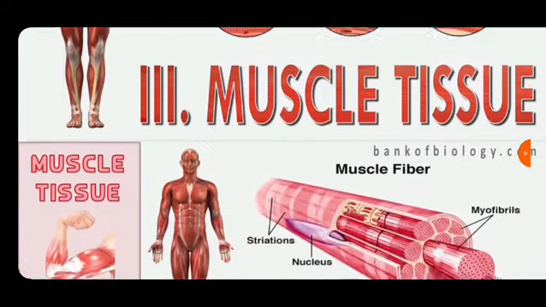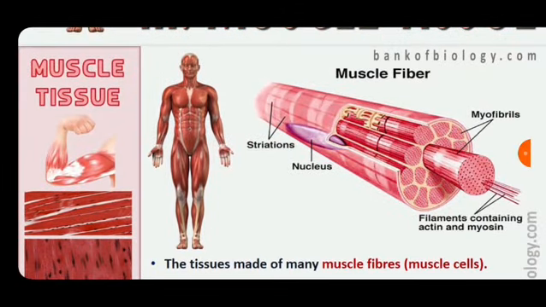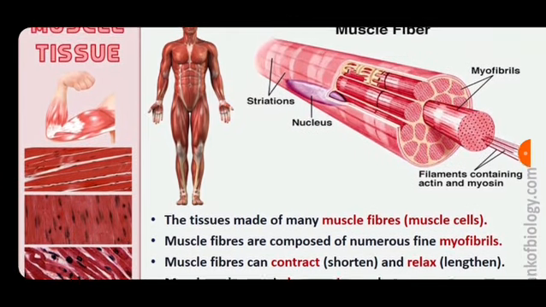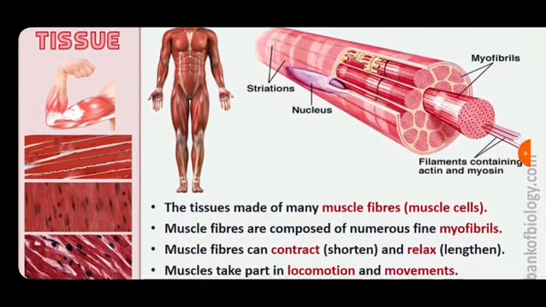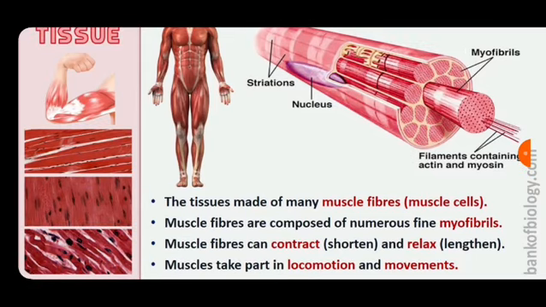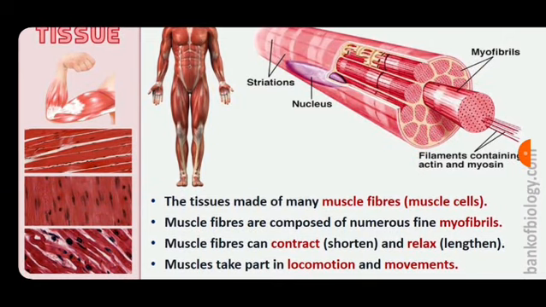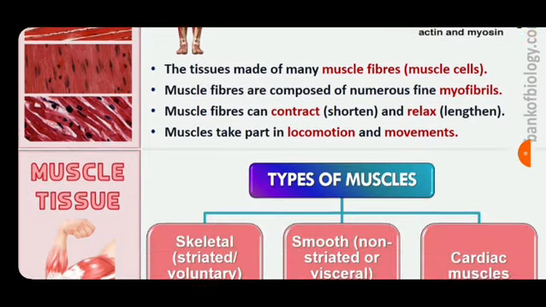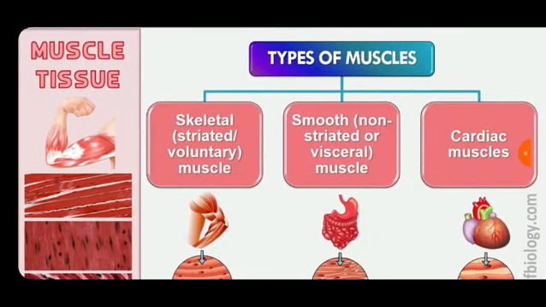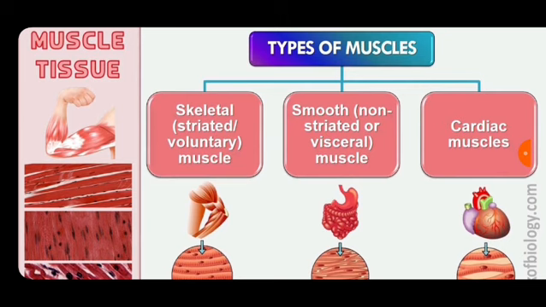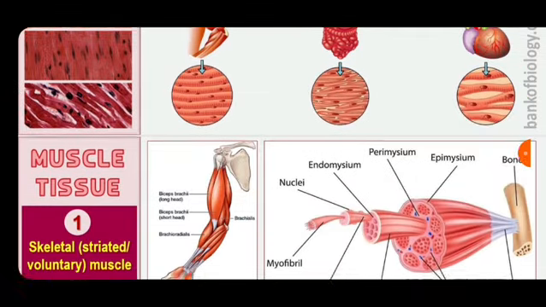Now come towards the muscular tissue. The muscular tissue is striated, non-striated and smooth muscle. These tissues are made up of muscle cells. The muscle fibers are composed of numerous fine myofibrils. They contract and relax. The function takes place with their help, that is locomotion and movements. The types of muscles are voluntary, involuntary and cardiac, also referred to as the striated, non-striated and the cardiac muscle fibers.